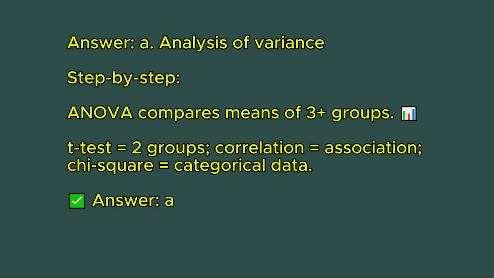Answer A. Analysis of variance. Step by step. ANOVA compares means of 3 or more groups. T-test equals 2 groups. Correlation equals association. Chi-square equals categorical data. Answer A.